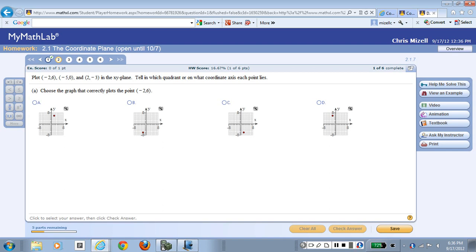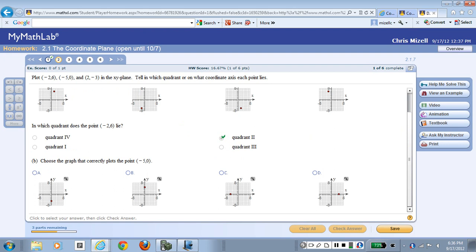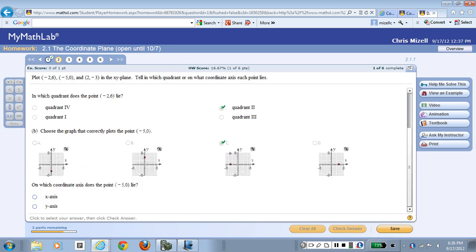In which quadrant would we find negative 2, 6? Is it right there? Looks good. Quadrant 2, sorry. There we go. Negative 5, 0 is not in a quadrant, it's on an axis. Where is it? Right there. X-axis or y-axis? That was the question I was trying to ask. X-axis. If the y-coordinate is 0, it's on the x-axis. If the x-coordinate is 0, it's on the y-axis.